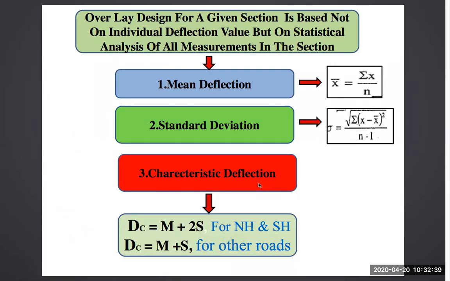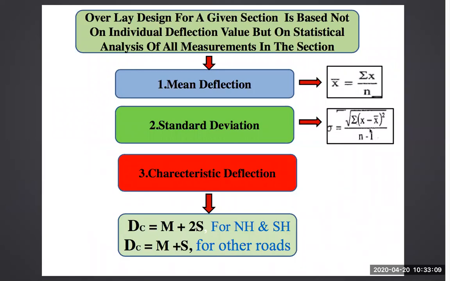Through those studies, we carry out the overlay design. Mean deflection is given by the summation of the deflections, however many there are. We add up all the deflections and divide by the number of readings you take. Then we go for standard deviation, sigma. We calculate the sigma.